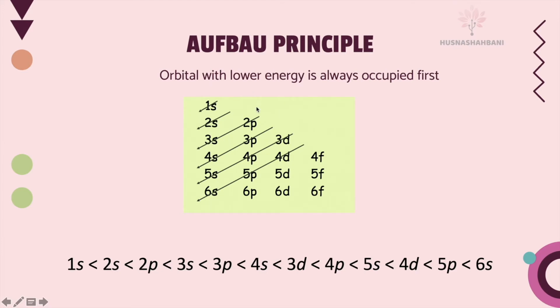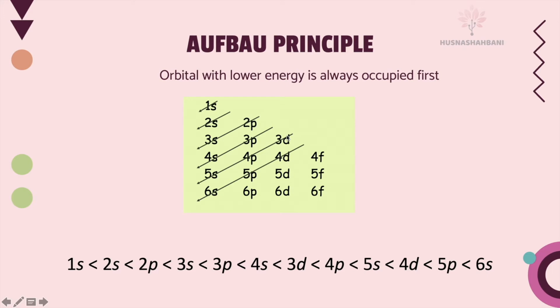And then second, you put number 2, 3, 4, 5, 6 because this is for p orbitals. We don't have 1p because p is l equal to 1. When l equal to 1, n cannot equal to 1. That's why we start with 2p and then 3p, 4p, 5p, 6p.